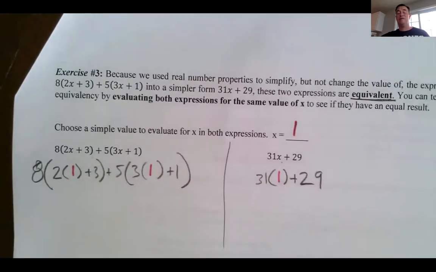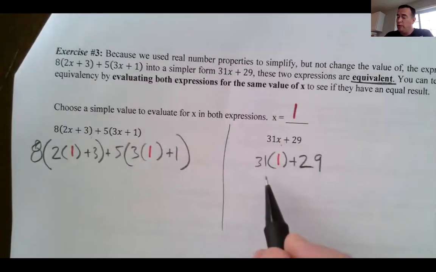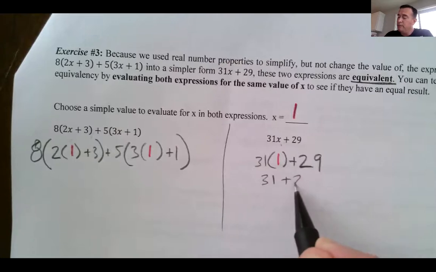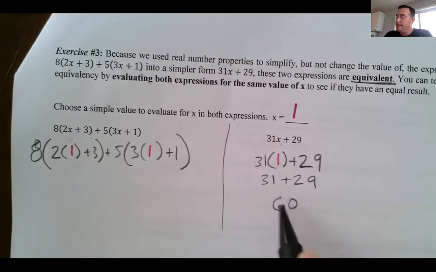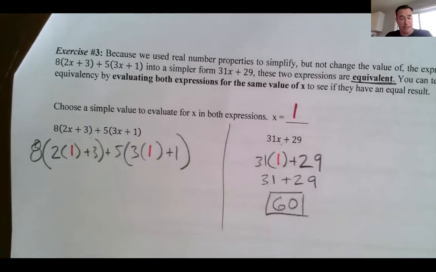I'm going to do the easy one first because that's the way that I roll. 31 times 1 gives me 31 plus 29. If I add the two of those together, I will get 60. So what I'm hoping happens here is that I'll also get 60.